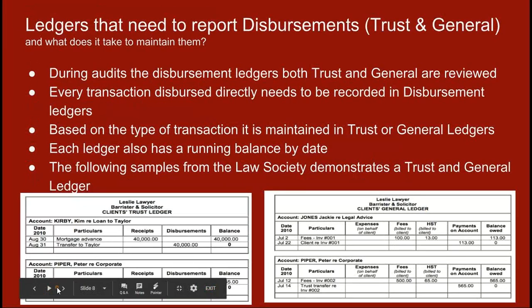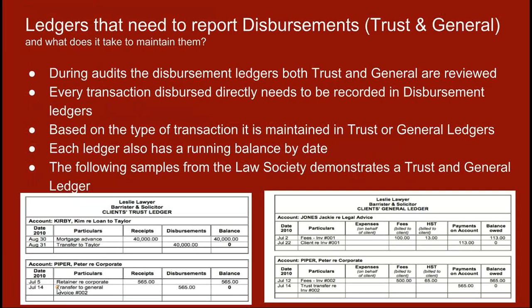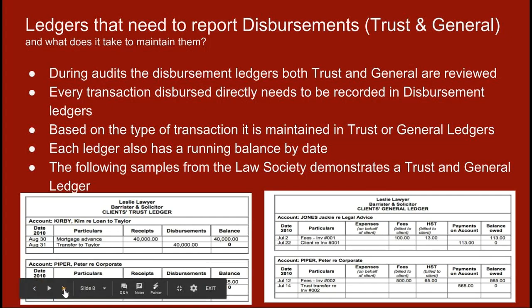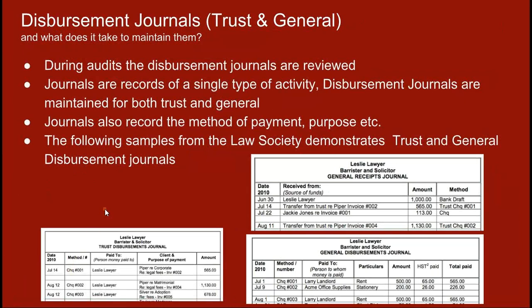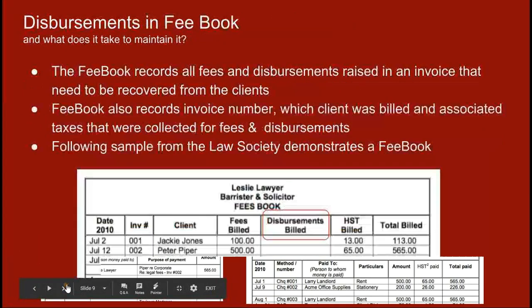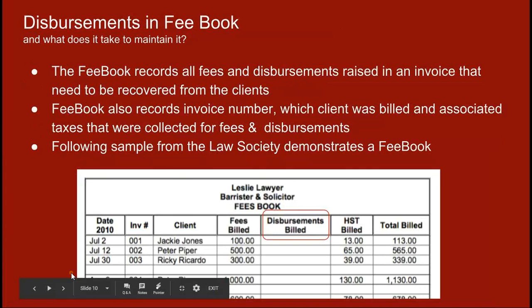And last but not the least, the 3 areas that, from a law society standpoint, capture, record and document these disbursements as transactions are the ledgers, both trust and general. We looked at journals, both trust and general, with the journal having the added information with the payment, the method of payment, and the purpose. And last but not the least, the fee book, where we capture the disbursements that were billed in that particular invoice number for a client on a particular date.